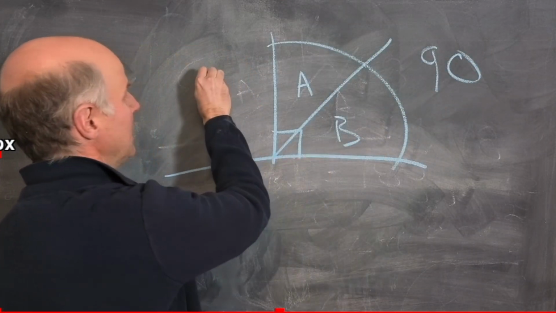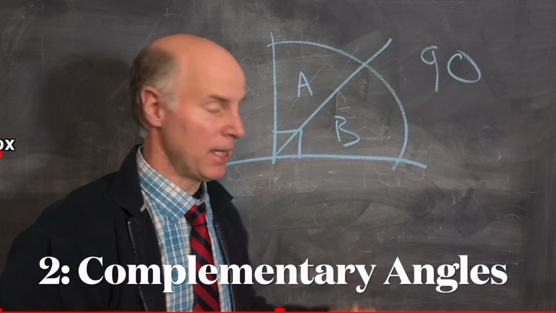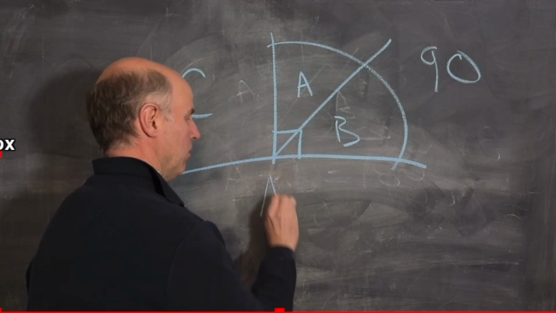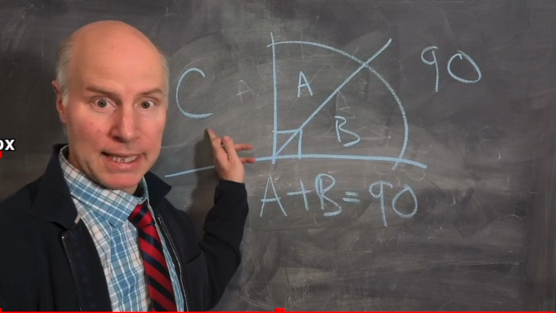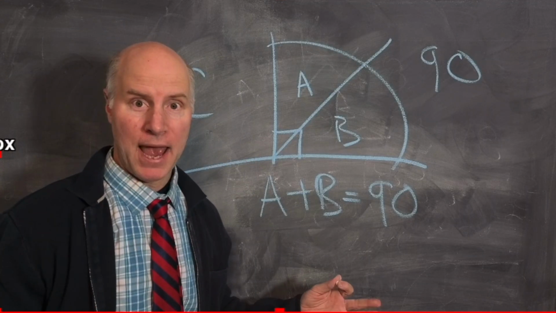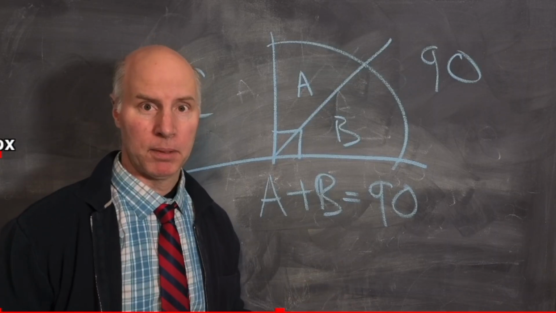We're going to put a C here, because these ones right here that add up to 90 degrees, we call complementary angles. Let's write that down. When A plus B add up to 90 degrees, we're going to remember with that C that they are complementary angles. Now this is going to help us remember the difference between supplementary and complementary.